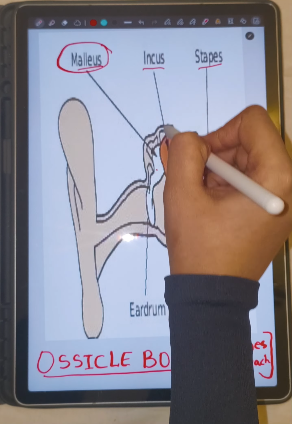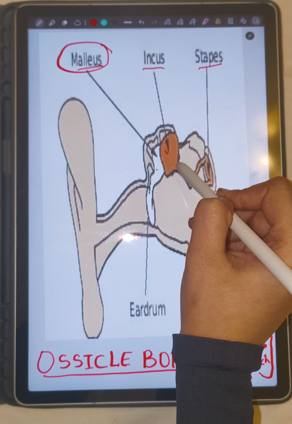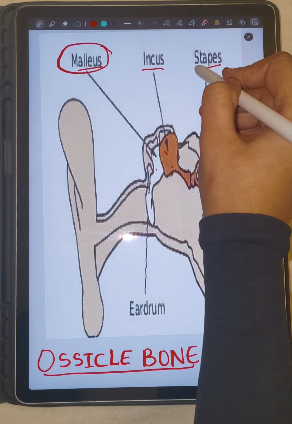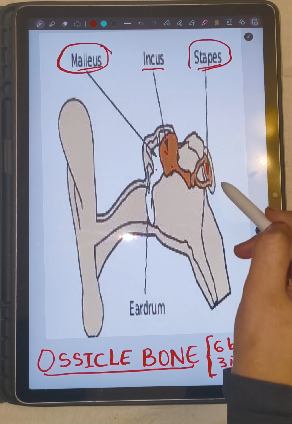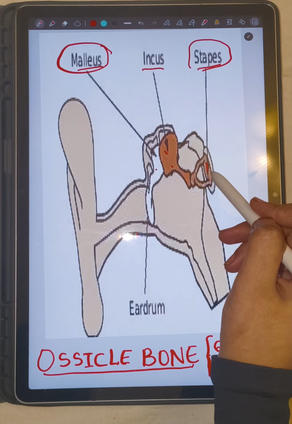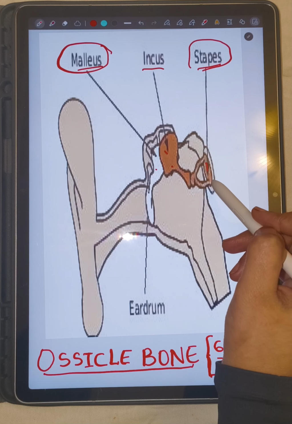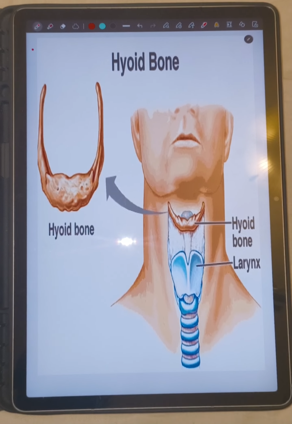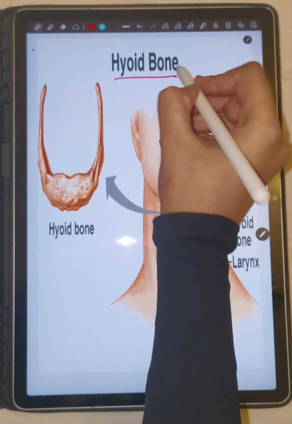Next is the incus. It acts as a bridge, transferring vibrations from the malleus to the stapes. Next, this is the stapes. It is the smallest bone in the human body. It transmits vibrations from the incus to the inner ear and amplifies sound waves. These are the ossicle bones of the axial skeleton system.